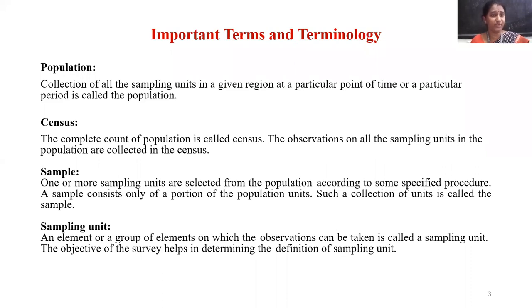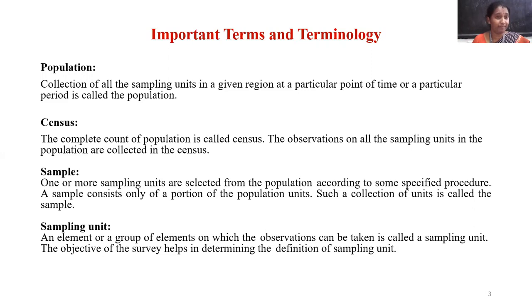Before going to sampling, we have to identify the basic definitions and terms. The first one is population. What is meant by population? A population is a universe or a group. What is meant by a census? Taking each and every piece of information from everyone is called the census method. And what is meant by a sample? The data taken from a population is called a sample.